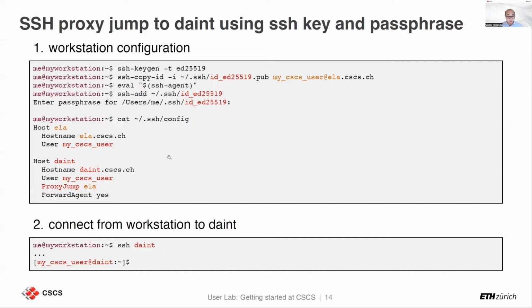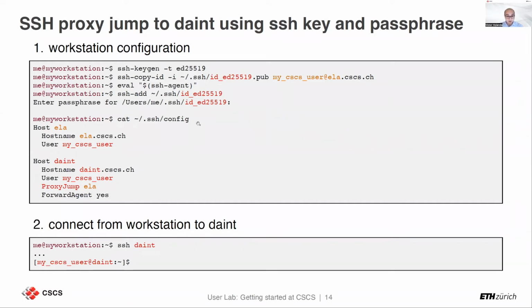Then, once you finalize the configuration on your workstation, you just have to edit the config file in your SSH folder to allow you to easily type just ssh dint. In this case, you enable the host Ella with your username, in this case my CSCS username, and then in the dint configuration, you say you're proxy jumping through the configuration that was done for Ella. Because we are using SSH agent, don't forget to set ForwardAgent, yes. After you finish this configuration on your laptop, with nothing configured on Ella or on dint, you can basically SSH to dint.